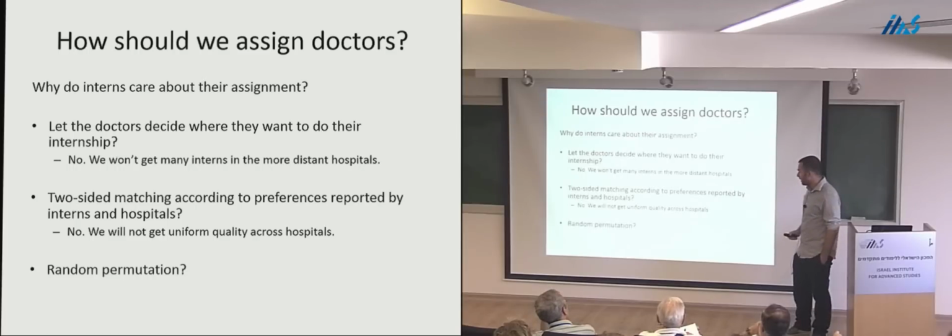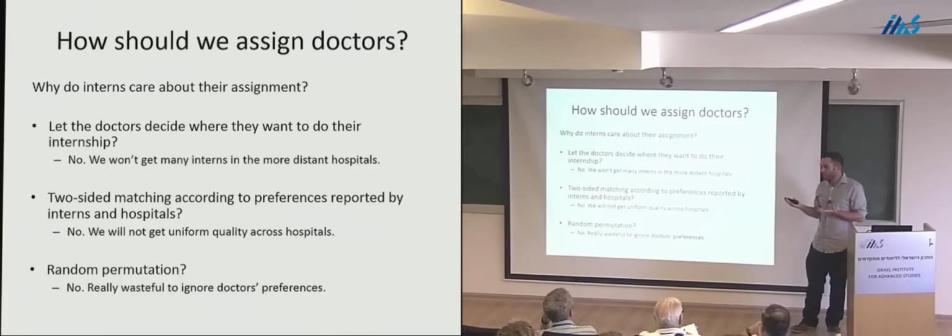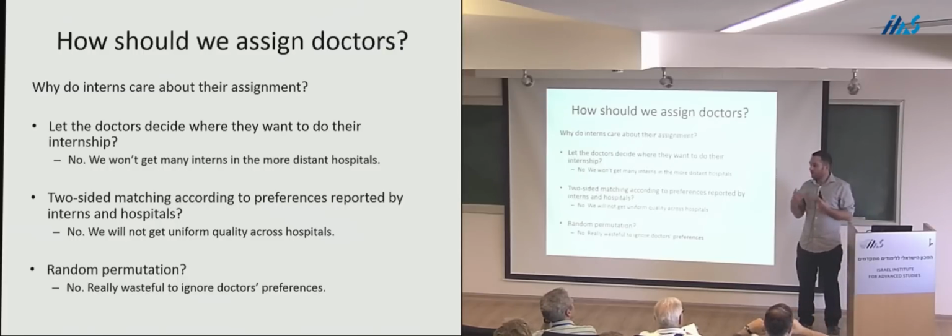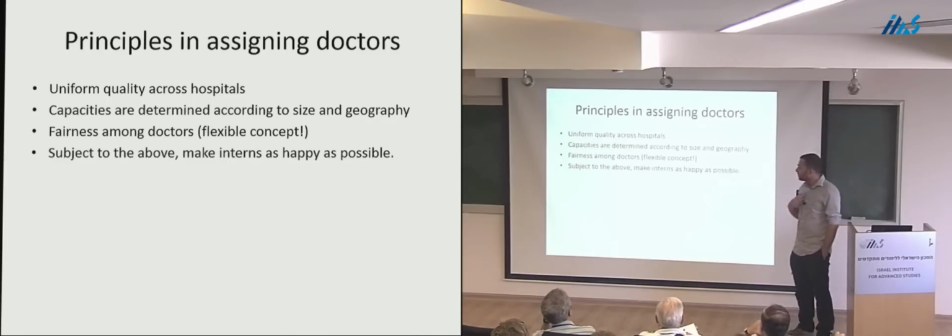Should we just do a random permutation, just assign doctors at random? And the answer is also no, because while we'll get uniform quality across hospitals, we're completely ignoring doctors' preferences. And it might be that there is a very good doctor who actually wants to do the internship in Eilat. So we want to send them to Eilat, okay? And we don't want to send them to Tel Aviv. So here are the principles for assigning doctors. We want to have uniform quality, or almost uniform quality across hospitals. We want to determine capacities.